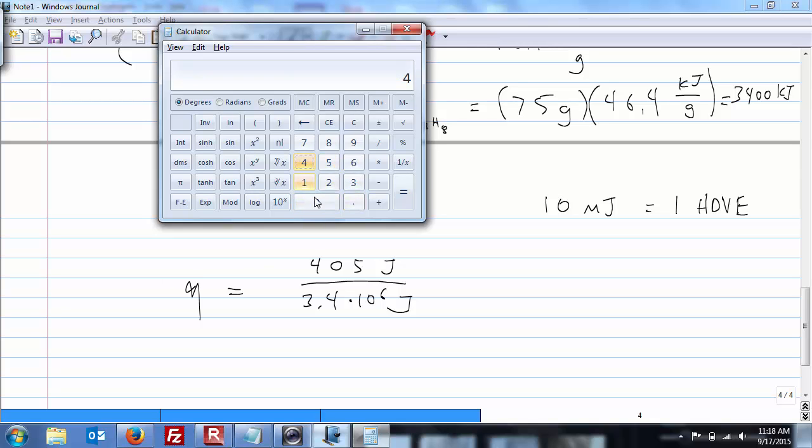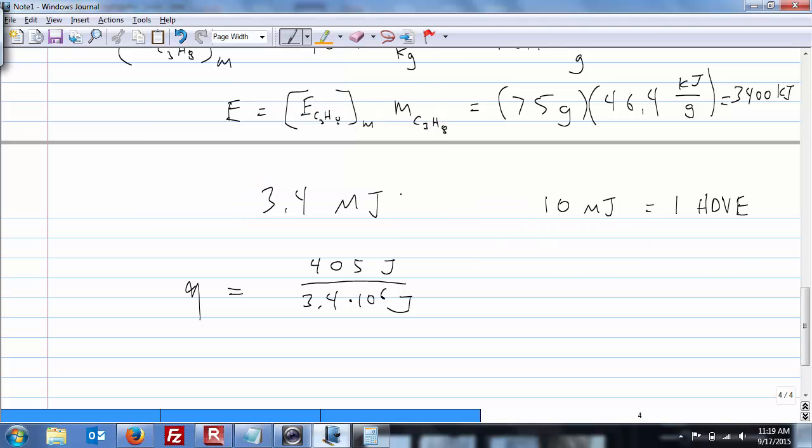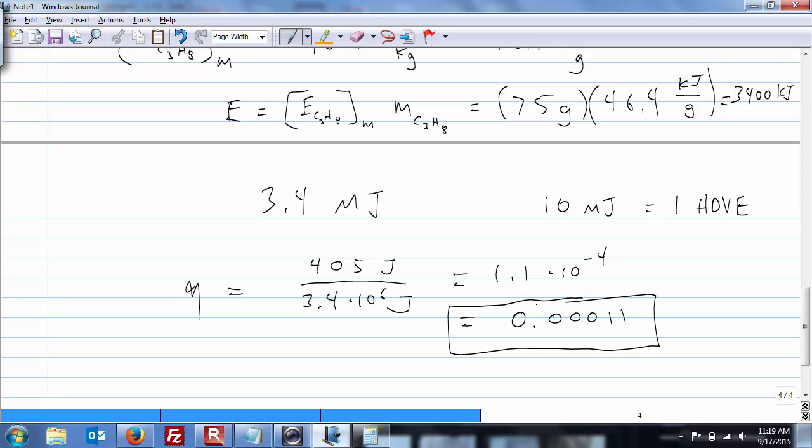So 405 divided by 3,400, there's 1,000, equals 1.1 times 10 to the minus 4th. 1.1 times 10 to the minus 4th equals 0.00011. Is that very efficient? Now, where's the inefficiency coming from?